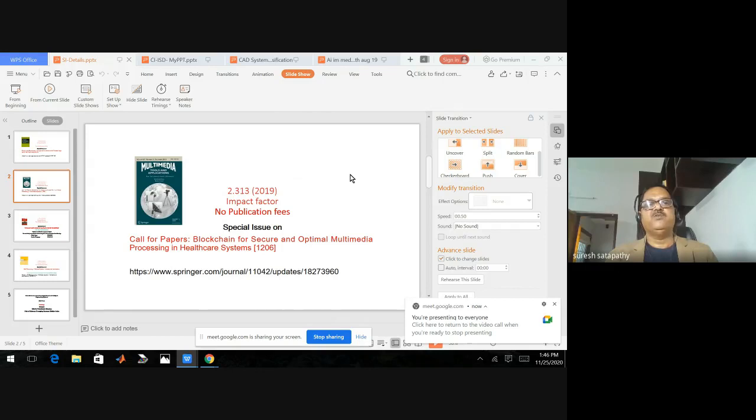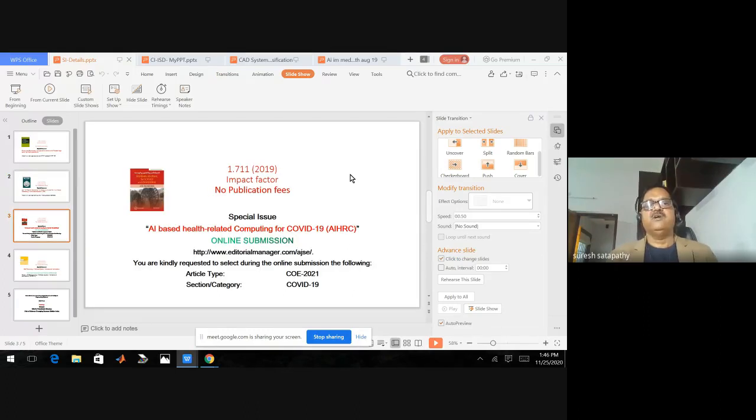The second one is Multimedia Tools and Applications from Springer. This is again a 2.313 impact factor, with no publication fees, and a special issue on blockchain for secure and optimal multimedia processing in healthcare. You can also submit to this. The third one is particularly on COVID-19, AI-based health-related computing for COVID. Again, AJSC is a Springer journal, 1.711. When you see this, please click article type COE and selection category COVID-19 so that it comes to me.